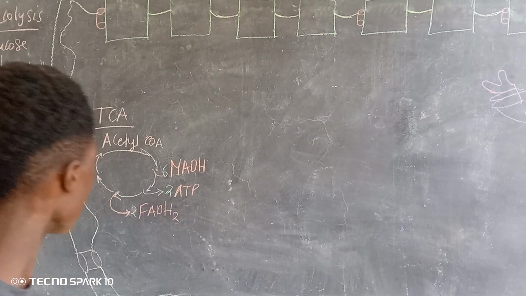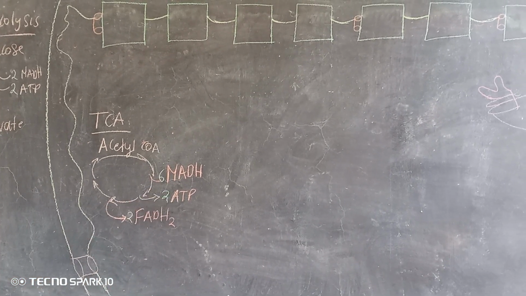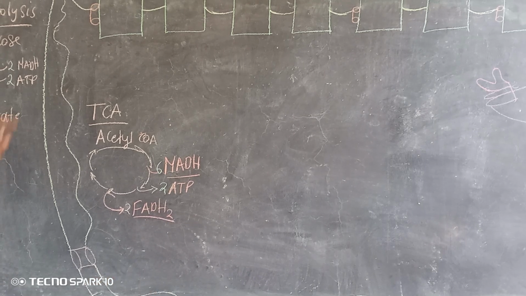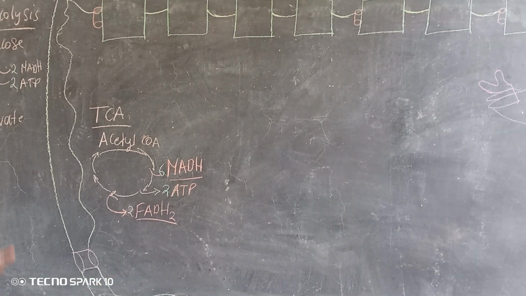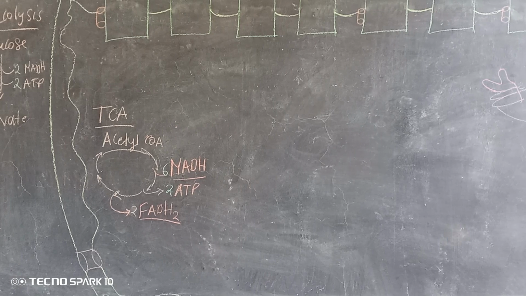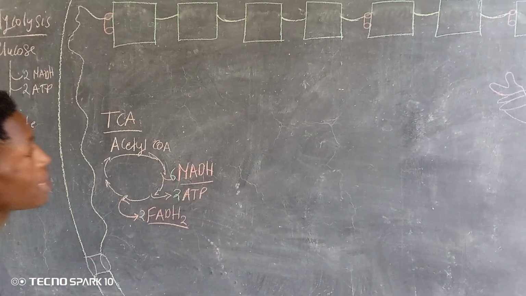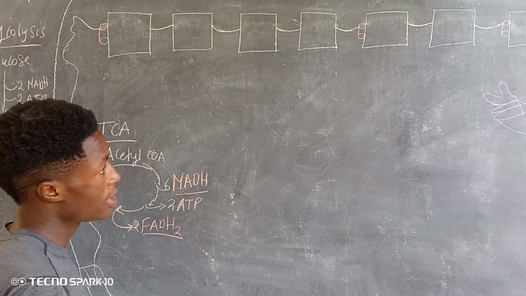Now let's see. Remember I told you that you are going to use the NADH that is generated from the TCA, FADH2, and also the NADH from glycolysis, the glucose metabolism pathway. So these are the precursors that you are going to put inside the electron transport chain so that you can generate energy.